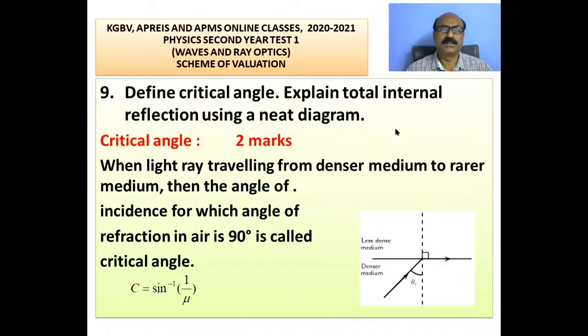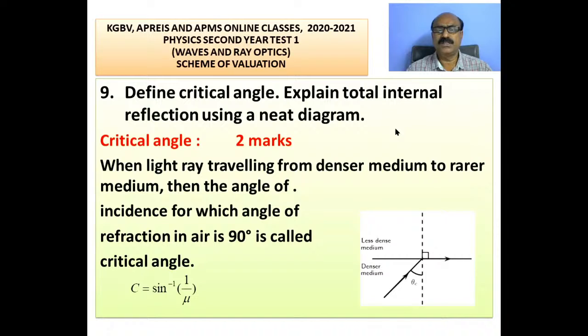Now let us go to another question in the 4 marks part, section B. Define critical angle, explain total internal reflection using a neat diagram. So for critical angle 2 marks will be given, and for total internal reflection 2 marks are awarded.